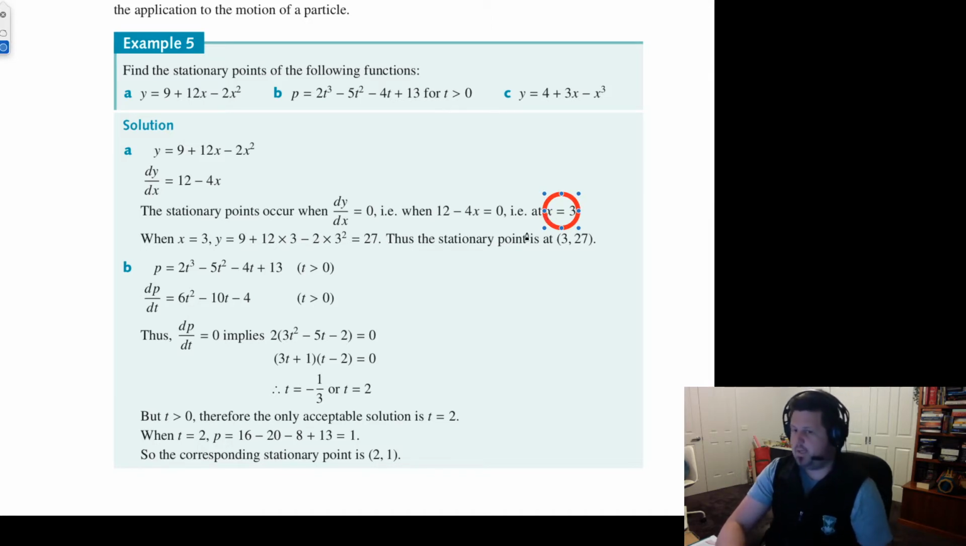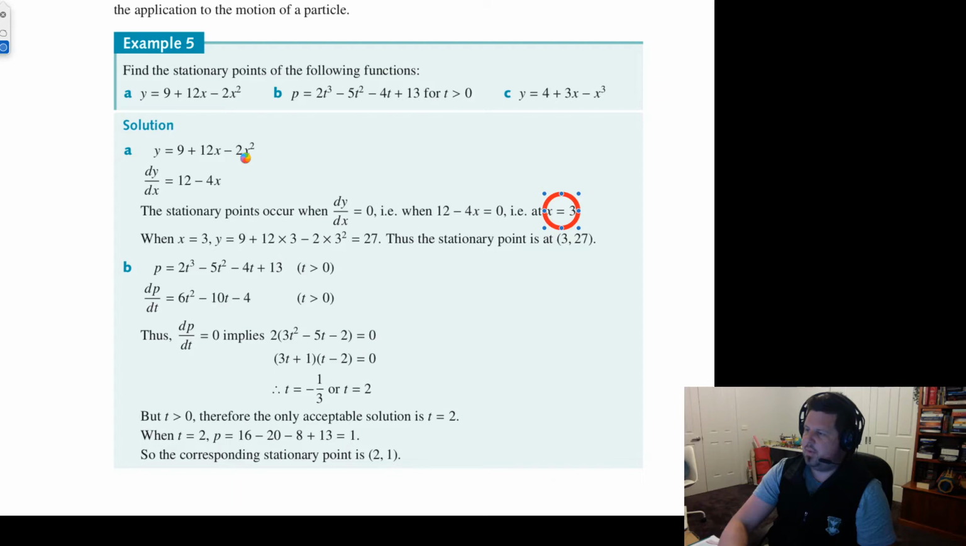Further to that, to find its corresponding y coordinate, you need to substitute this back into the original equation, not the derivative. Substituting the 3 back into the equation, you'd end up with 9 plus 12 times 3, take away 2 times 3 squared, which is what they've done here. They've found that it's 27. Therefore, you can say a stationary point exists with this equation at the point (3, 27).